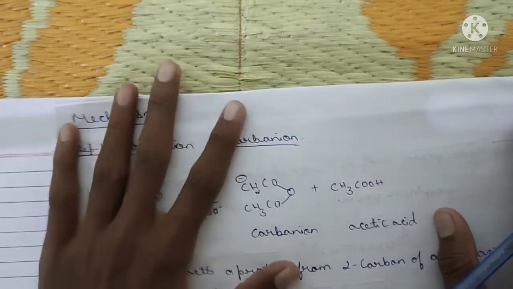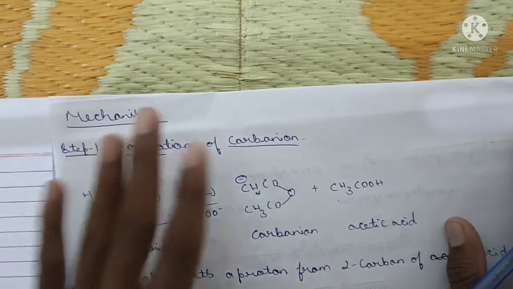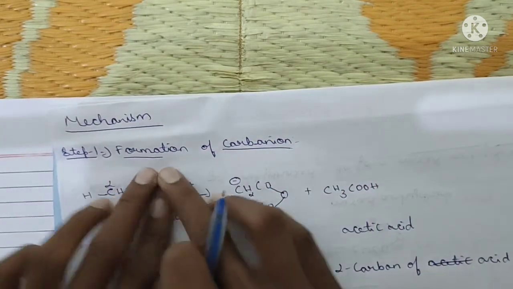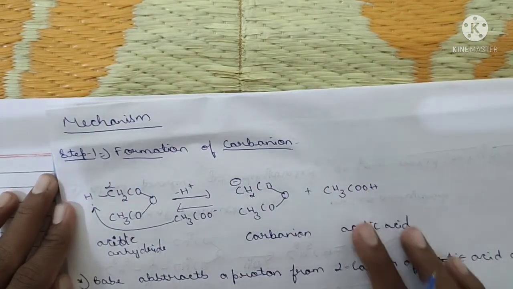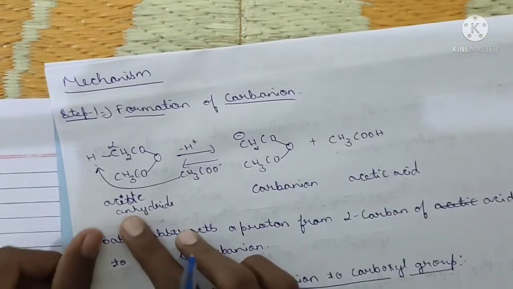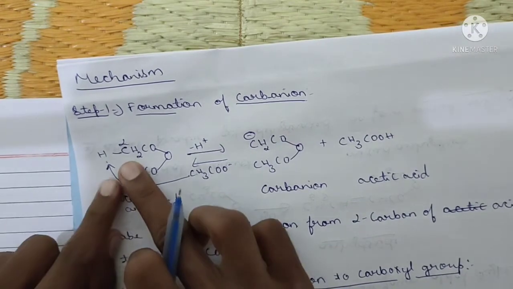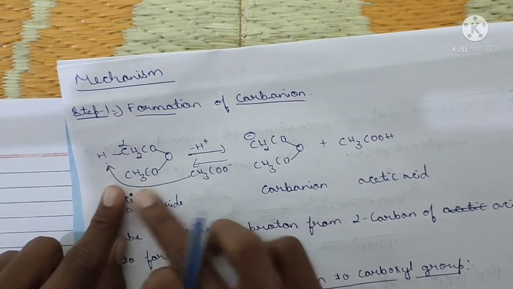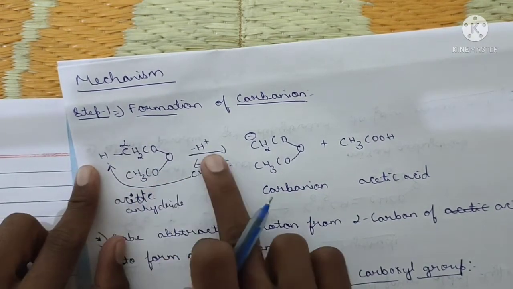The Perkin condensation is a 5-step mechanism. The first step is the formation of a carbanion. A carbanion is a basic product in all the condensation reactions. Here, acetic anhydride, CH3CO, CH3CO, with base, is involved.